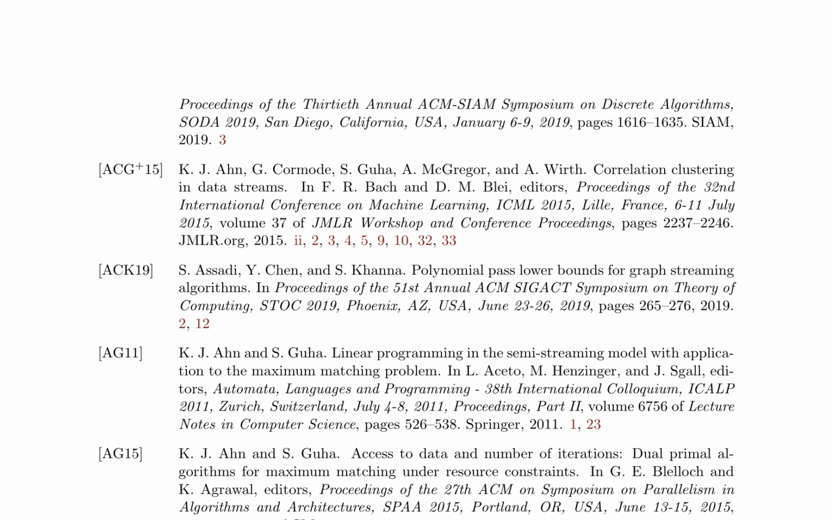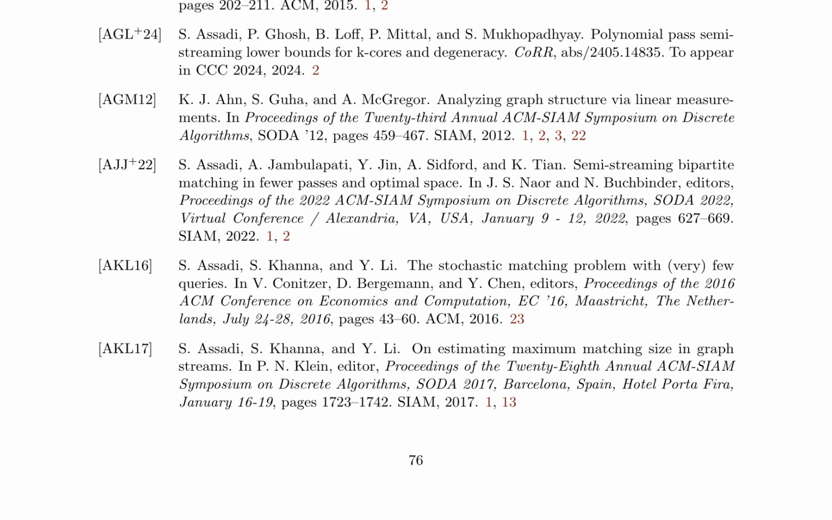This approach involves dual primal algorithms that can handle resource constraints effectively. The authors then delve into the analysis of graph structure via linear measurements, emphasizing the role of limited access to data and the number of iterations in achieving efficient solutions. The paper also covers the stochastic matching problem with very few queries, where the goal is to estimate the maximum matching size in graph streams. This is achieved through novel algorithms that utilize limited information about the graph structure.